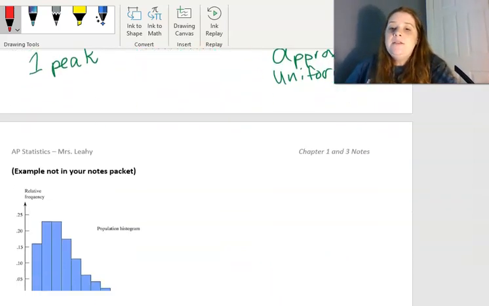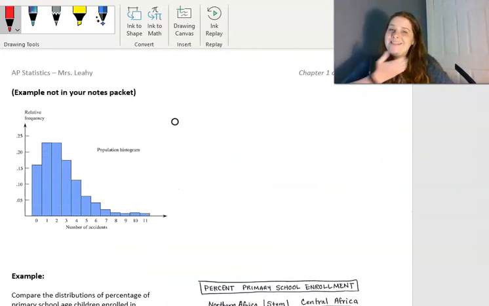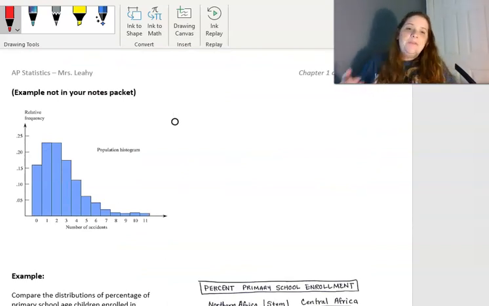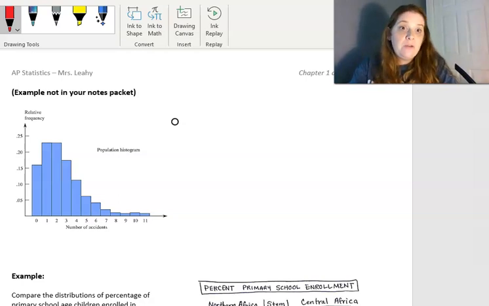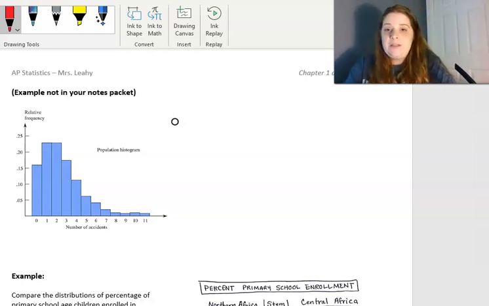All right. So I've got a little graph here, and this is not in your notes packet. This is just one that I've pulled from somewhere else. So if you're one of my students following along with your notes, you're not going to see that. All right, and I have this little example.